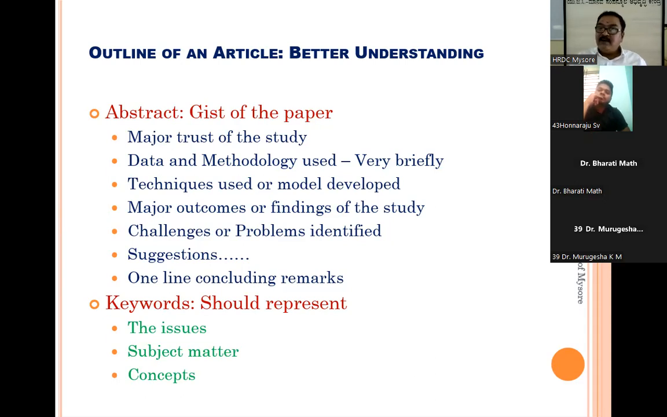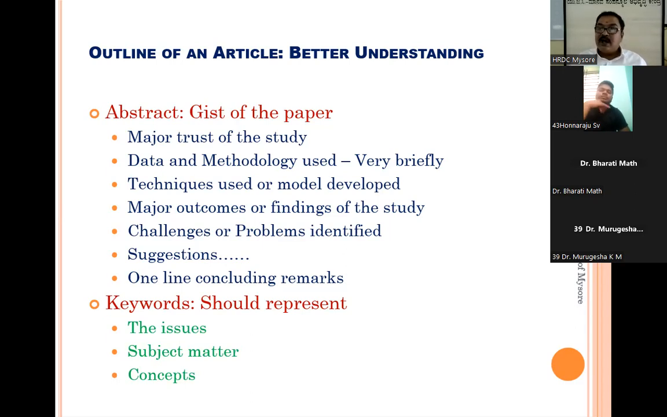Then the citation will increase. Your paper will be cited by many other researchers. So therefore, most of the journals expect you to give keywords. How to give the keywords? You give your issue or the subject matter as the keyword, like in the previous one: sustainable development, energy, techno-efficiency, estimations, index. You give this kind.